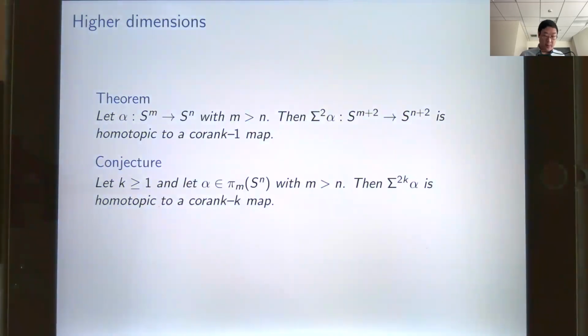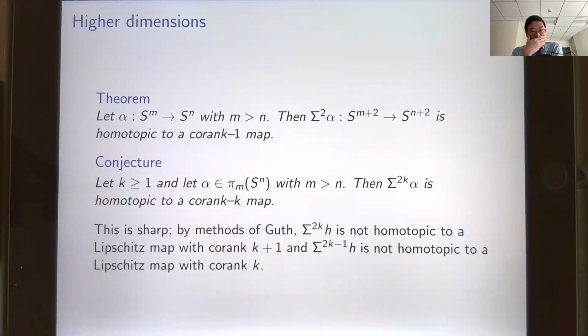So we believe this is true. We're working on writing it up, but it's a complicated construction. And this should be sharp. The methods of Larry Guth show that if you take the 2K suspension of the Hopf fibration, then it's not homotopic to a map with co-rank k plus one. If you take the 2k minus first suspension, then it's not homotopic to a map with co-rank k.